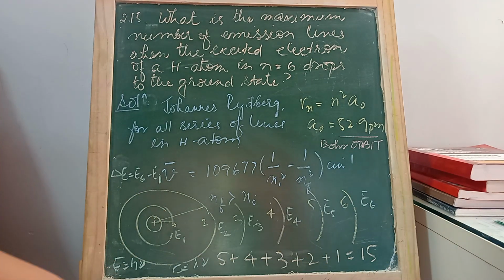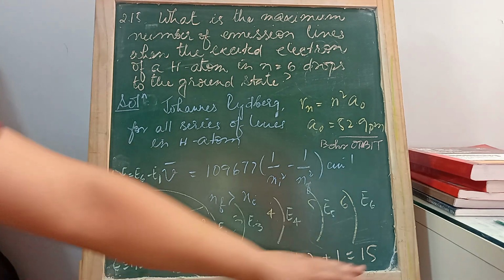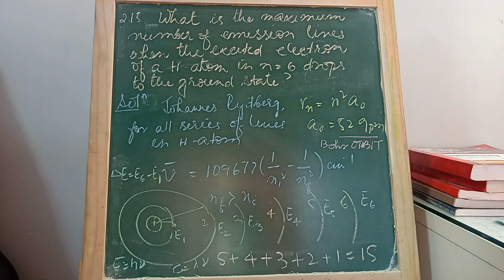So in total, how many shifts are possible? 15 shifts are possible. 15 emission lines are possible. That is what the question is asking. I hope you have understood this.